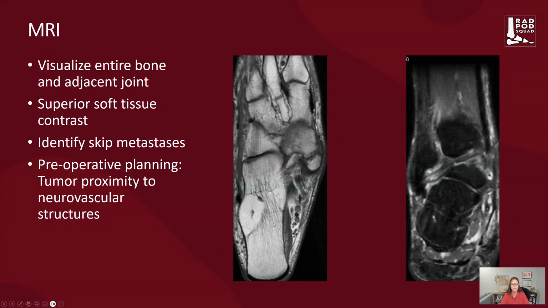In malignancy, we'll be looking to identify skip metastasis that can occur very commonly in osteosarcoma. So being able to image the bone from joint to joint will help with the preoperative planning. In addition, we'll be looking at whether or not a lesion is close to a neurovascular bundle, something that the surgeon would appreciate knowing before they get towards the surgical site.